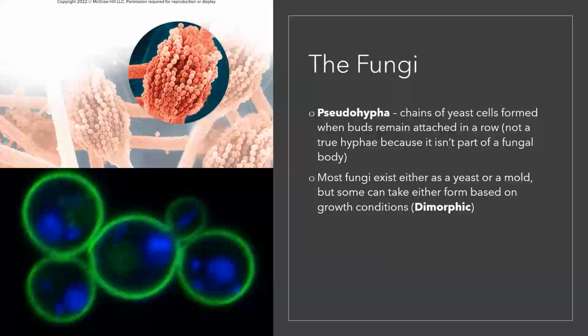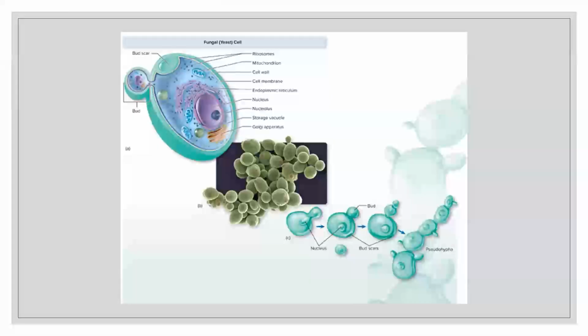So you get this chain of single-celled organisms. They're not true hyphae because they're not a part of a fungal body, but they might kind of try to trick you into thinking that if you looked at them on the microscope. Most fungi exist either as a yeast or a mold, one or the other, though there are a couple that can take either form based on what their growth conditions are. These would be known as dimorphic.